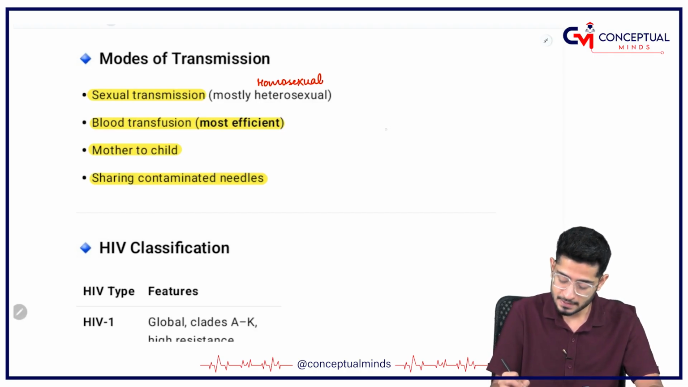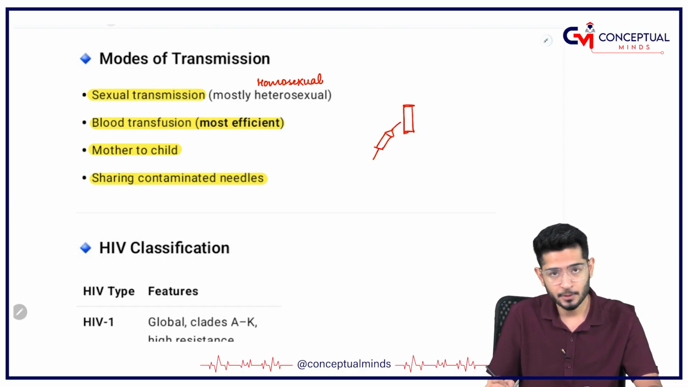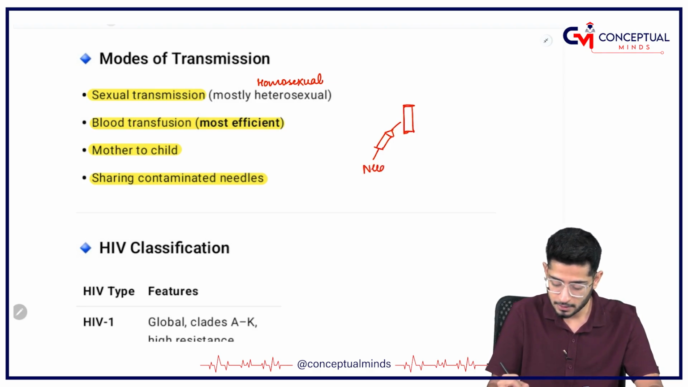So please understand how AIDS is going to transmit. For example, if I make a diagram for you, this is a contaminated needle. The needle is going to the blood vessel. So one is your needle, the other is the blood vessel. Blood vessel means blood transfusion.